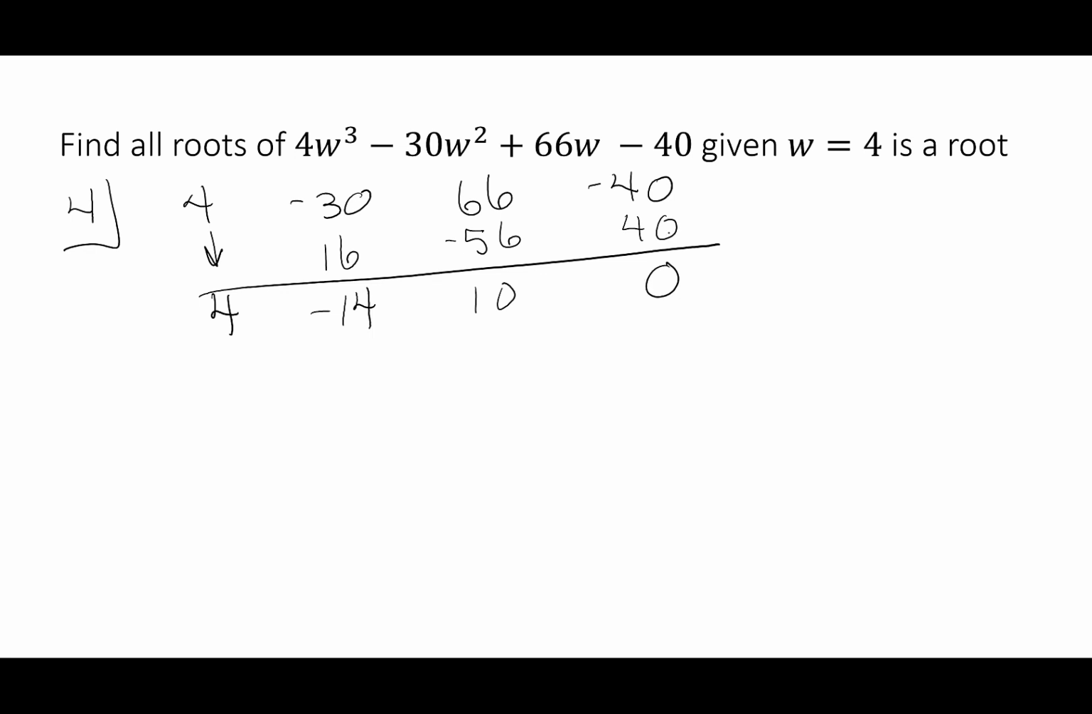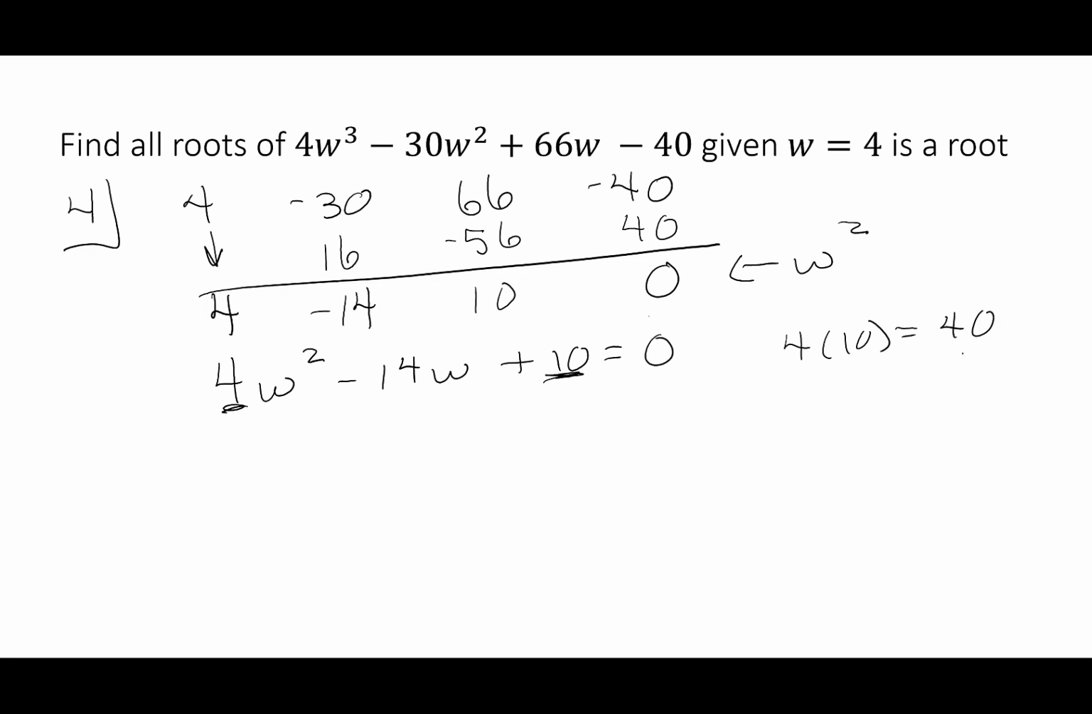So really quickly, I drop down to a w squared. This says 4w squared minus 14w plus 10 is equal to 0. Now we have a bunch of ways to go about it, but I'm quickly going to try the AC method. If I take 4 times 10, the value of A times the value of C, I get 40. Are there values of 40 that add up to 14? There are, 4 and 10. So I can write this as 4w squared minus 4w minus 10w plus 10 equals 0.